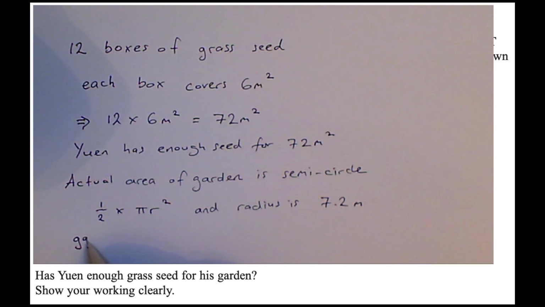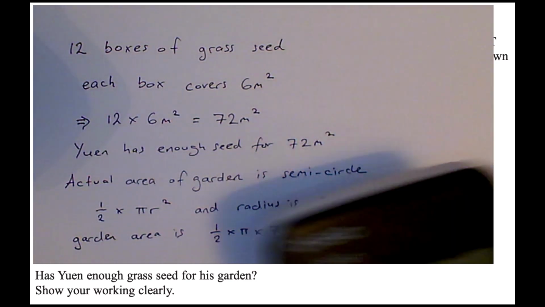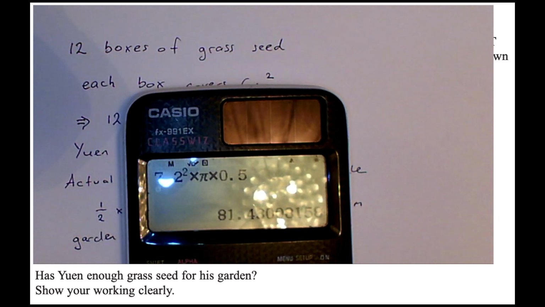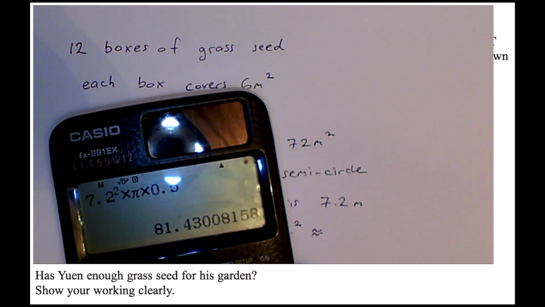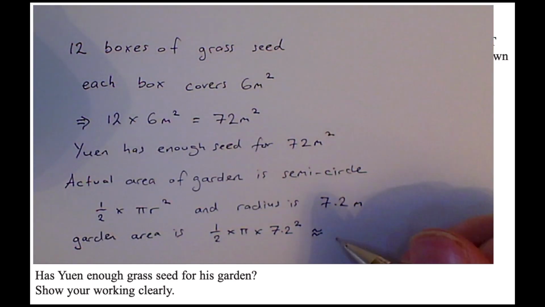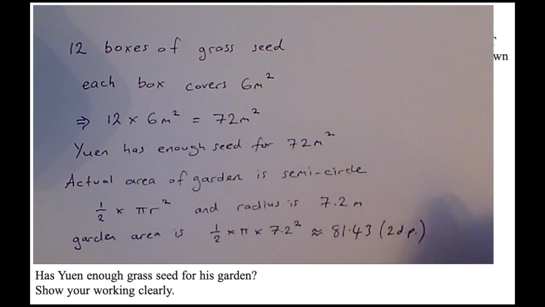So here we go, the calculation for the area of Ewan's actual garden, and for that I'm going to use the pi button on my calculator. And remember the 7.2 squared, BIDMAS says we have to do the 7.2 squared first. So you can see I typed 7.2 squared, times pi, times 0.5, and it tells me the garden area is about 81.43 meters squared, approximately, which is why I've done the wavy equal signs. And that's accurate to 2 decimal places.